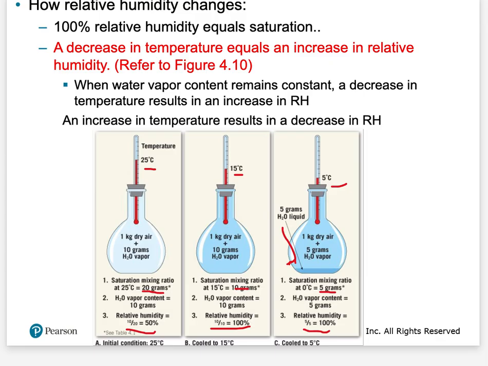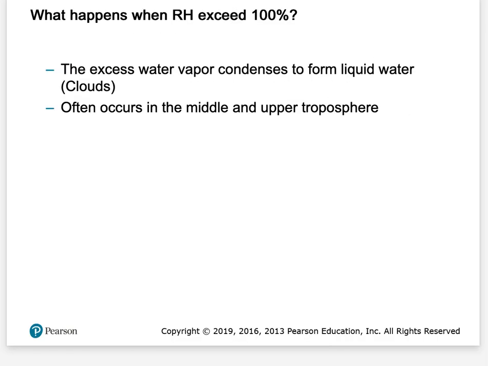So in nature, when saturated air cools, it causes condensation in the form of clouds, dew, or fog. So what happens when relative humidity exceeds 100%? The excess water vapor condenses to form liquid water, which are clouds, and this often occurs in the middle and upper troposphere.